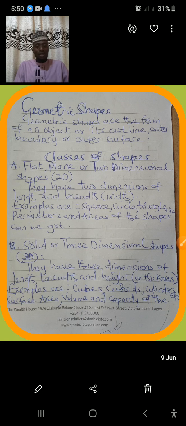Examples are cubes, cuboids, cylinders, and the likes. So you'll be asked to look for surface area here. They'll ask you to look for surface area of cube, surface area of cuboid, surface area of cylinder, or they ask you volume of cube and the capacity. So that is the question you will see under solid shapes.